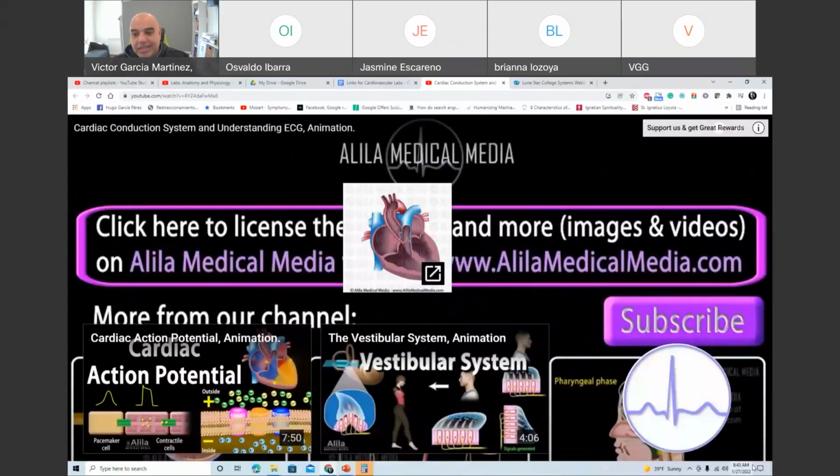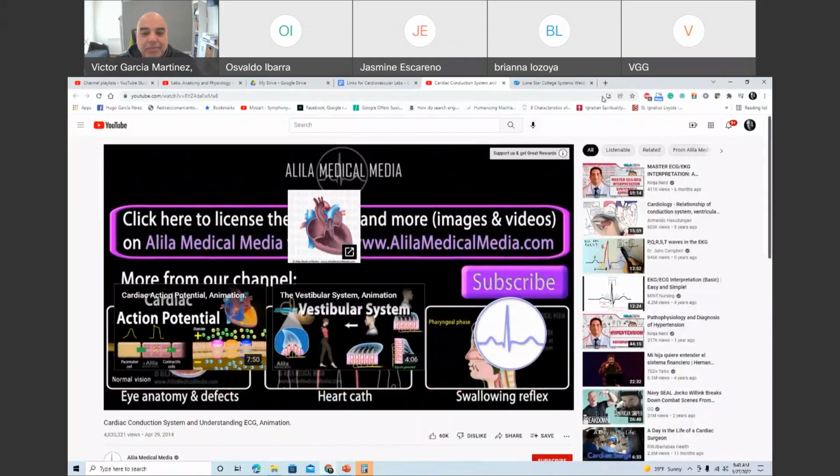Then, guys, this is the actual explanation of the ventricular and atrial depolarization and repolarization. This is the electrical activity of your heart. And I'm going to stop sharing here.